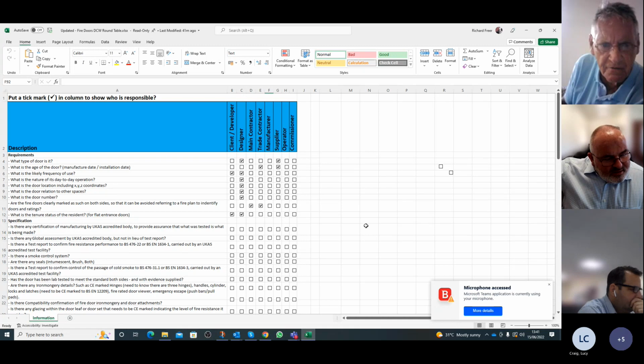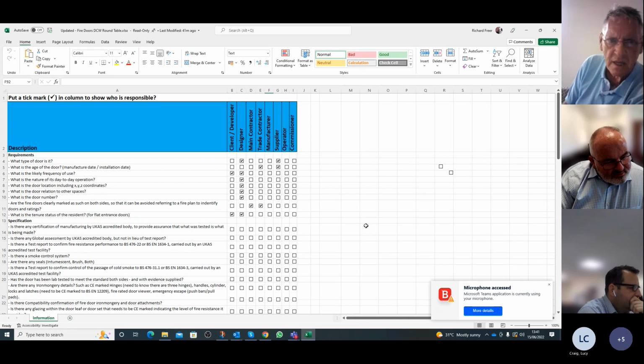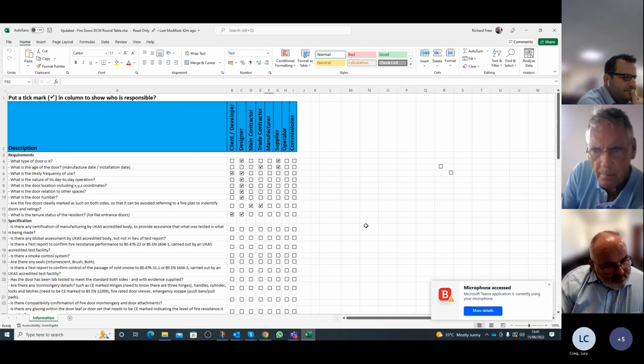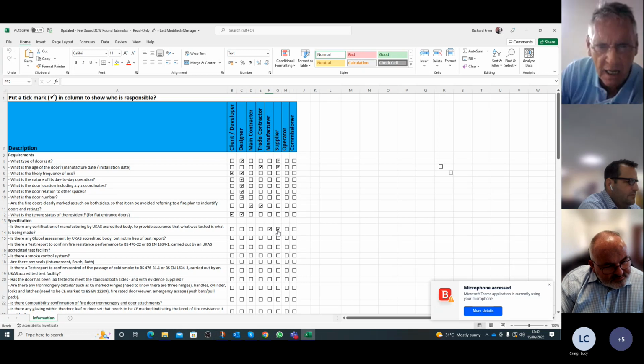Look at question 14. Specification. Is there any certification of manufacturing by a UKAS accredited body to provide assurance that what was tested is what is being used? So manufacturer and supplier. Yeah. But that should be checked by all, shouldn't it? I suppose that's not the question, is it? That probably comes later, doesn't it? So it would be manufacturer and supplier checking that the door is manufactured by UKAS.